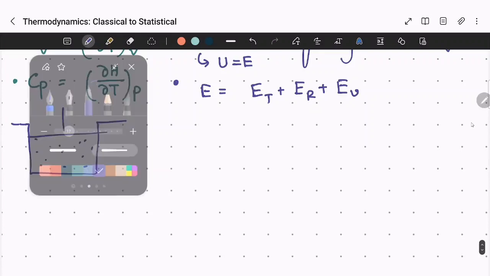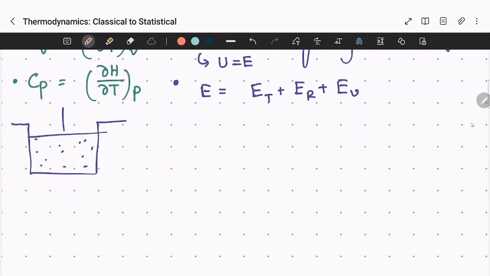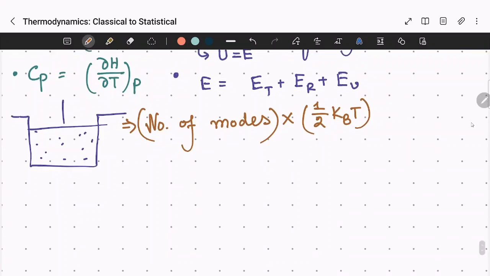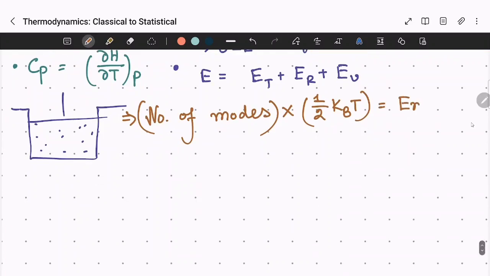For that, very importantly, we have to calculate the number of modes. We have to multiply the number of modes with half kT, or half k_BT, where k_B is the Boltzmann constant and T is the temperature, then we can get the energy. So this is what we have to calculate. How will we calculate the number of modes? This is very important. We have to understand it.